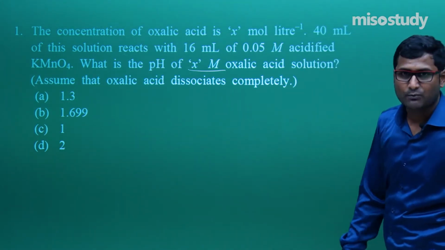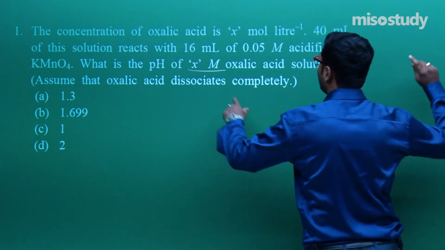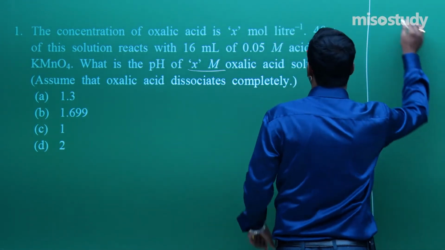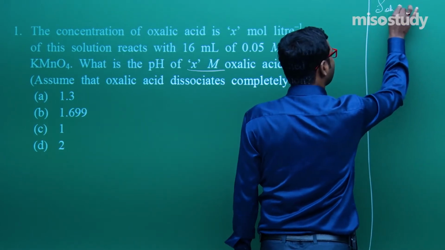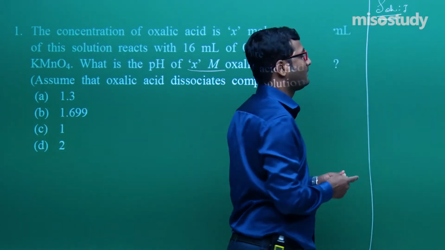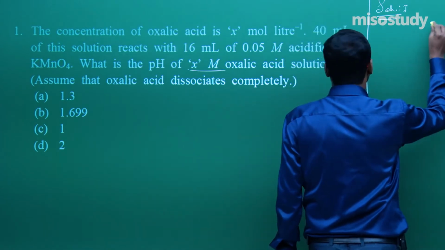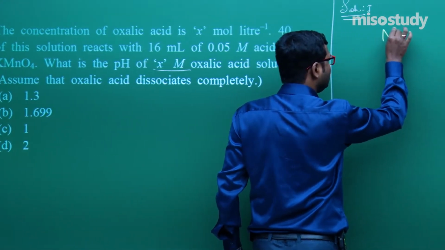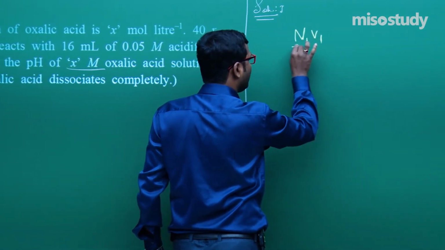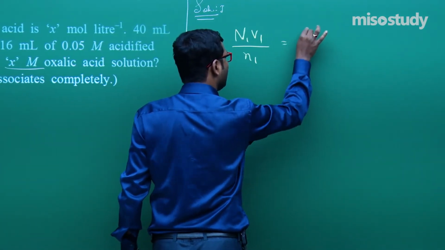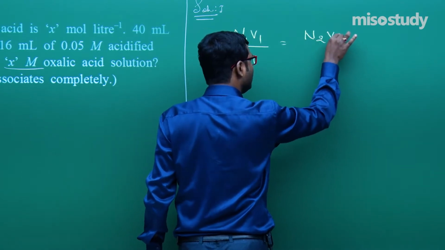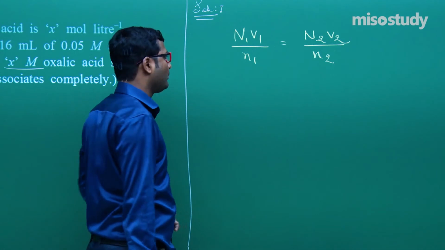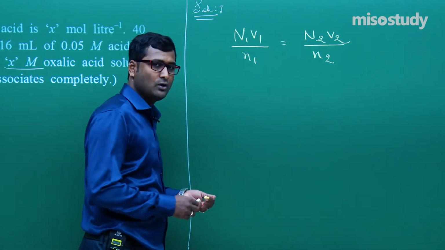So for such kind of question, what to do first? First we have to write down the equation. Now what is given here? In the first case, that is the KMnO4. We know this formula: N1V1 upon n1 is equal to N2V2 upon n2.